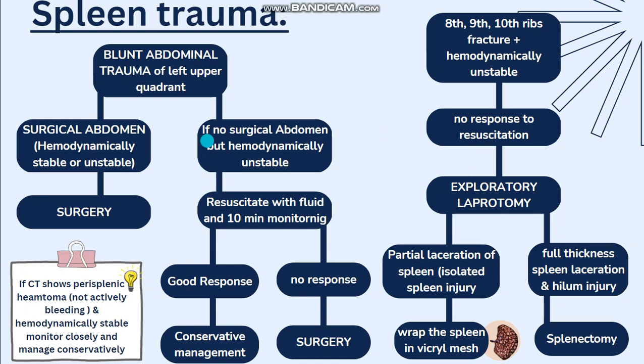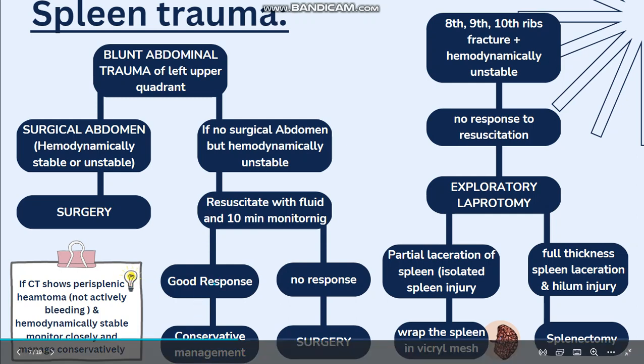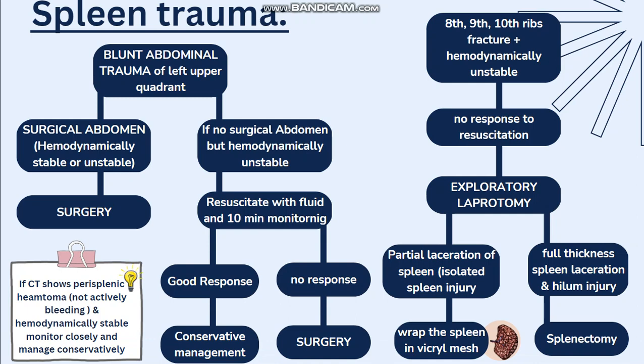If surgical abdomen is not present but patient is hemodynamically unstable, that means patient is hypotensive, his HB is dropping, his hematocrit is dropping, then you can first give a trial of resuscitation. You can resuscitate the patient with fluid. You can go up to 2 liters of fluid and need to monitor the patient every 10 minutes. If you get good response, then you can continue the conservative management and you can conserve the spleen. But if no response, then you need to go for surgery.